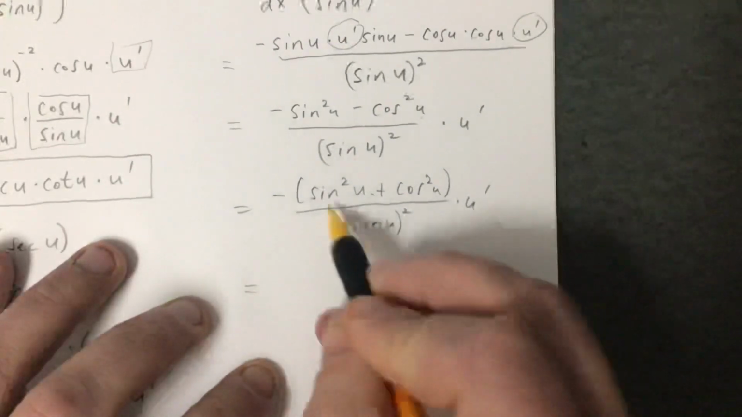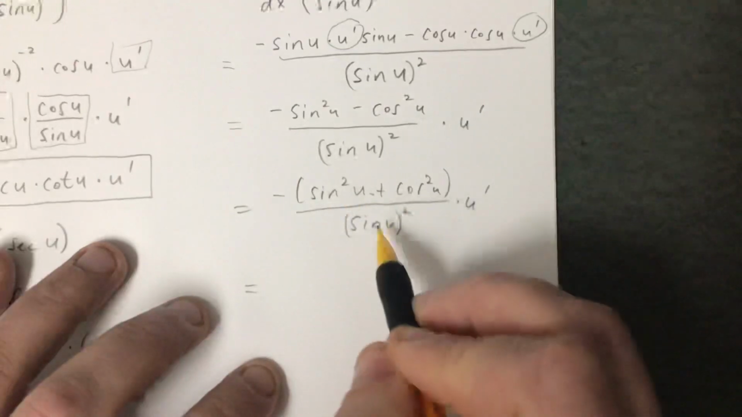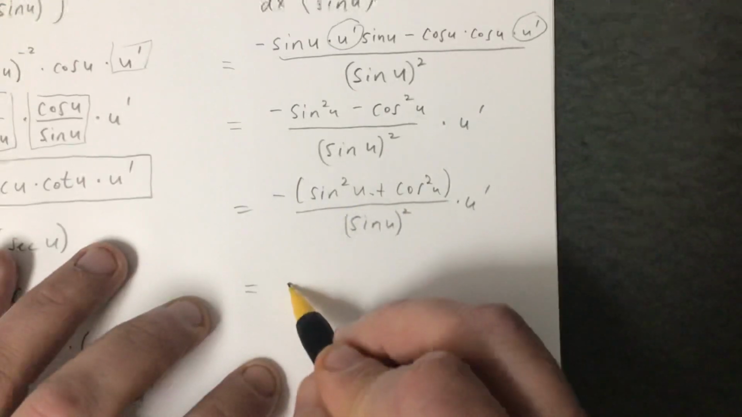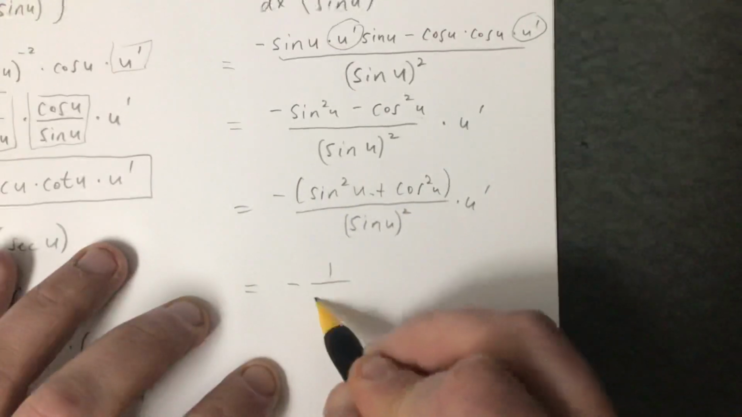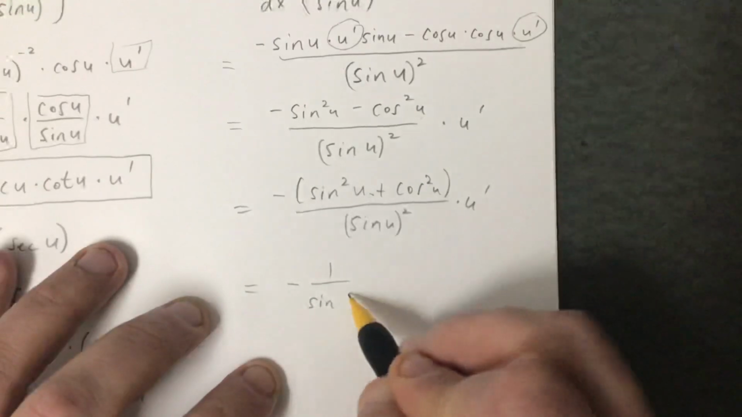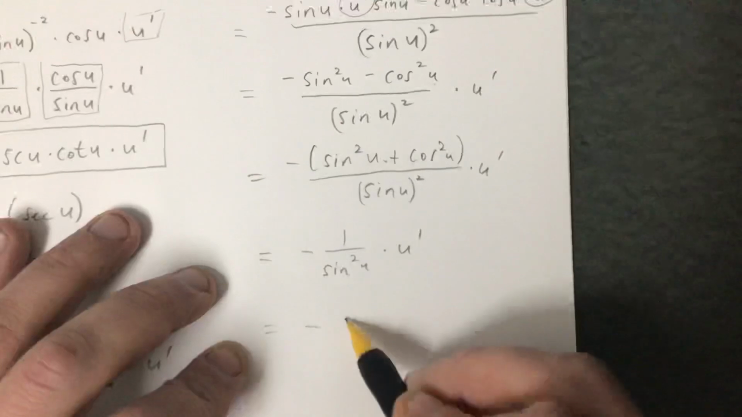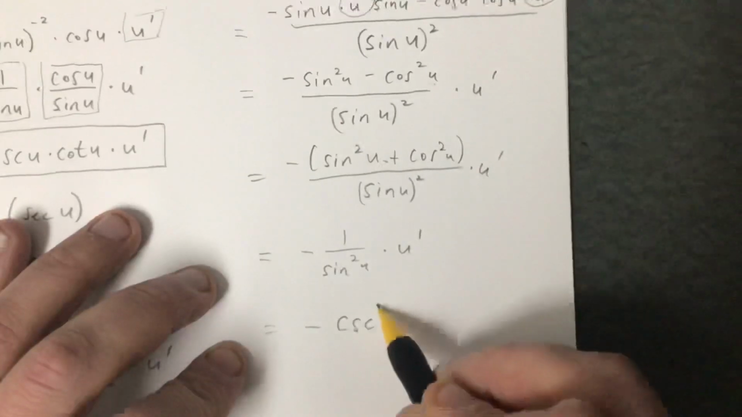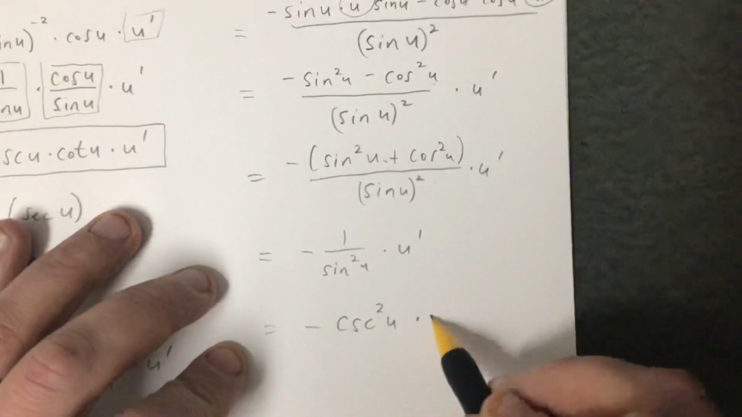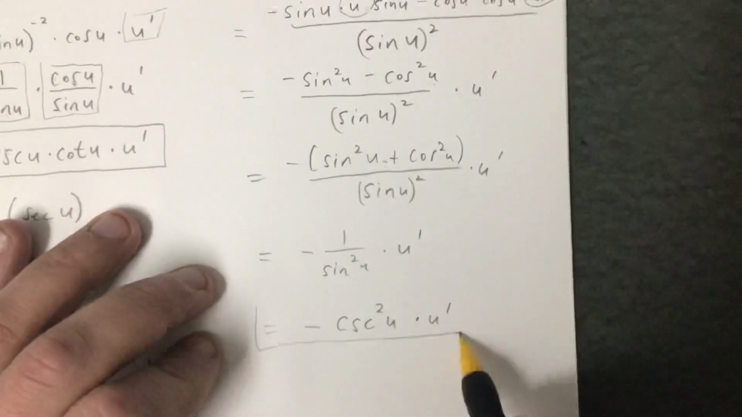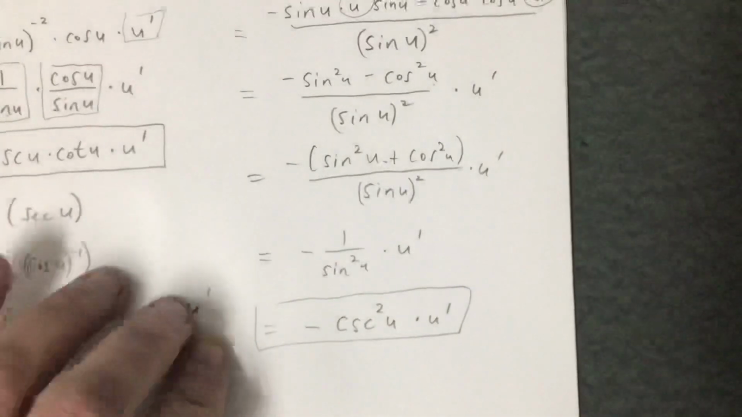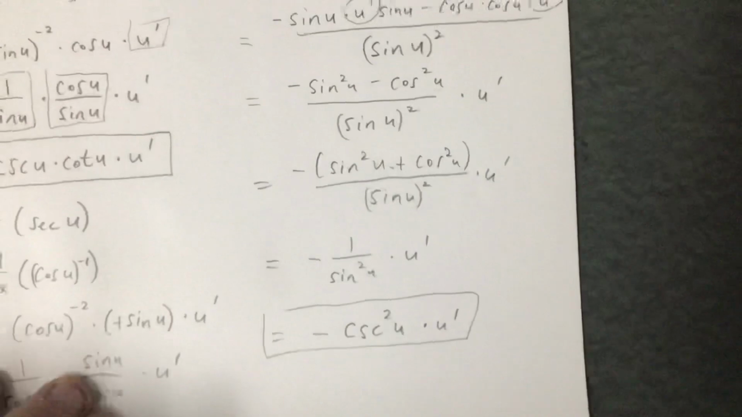And then here we have sine squared plus cosine squared is equal to 1. So this is going to be equal to negative 1 over sine squared u times u prime, which is going to be negative cosecant squared u times u prime. And that would be our rule for cotangent.